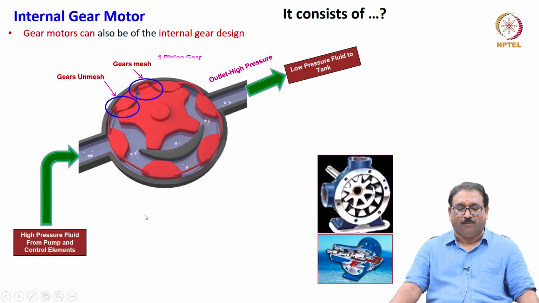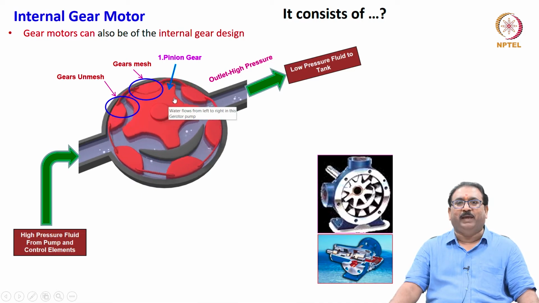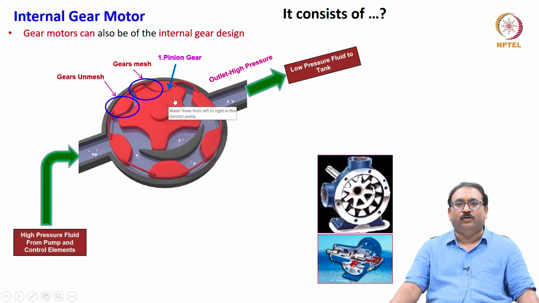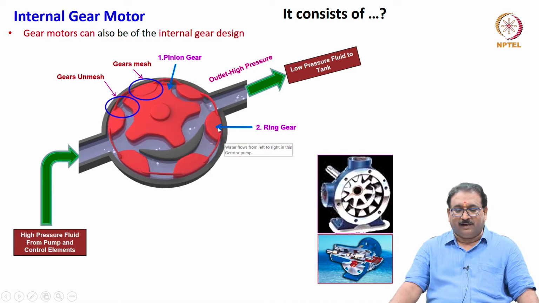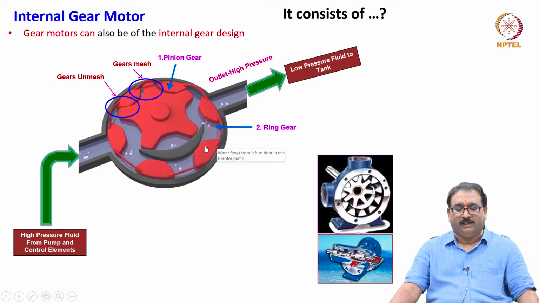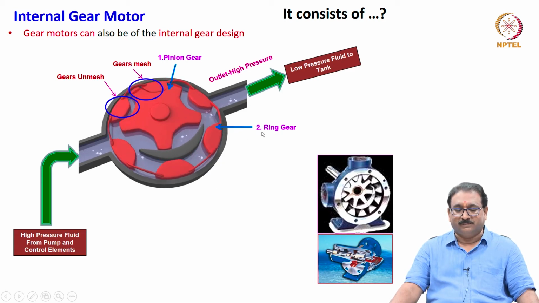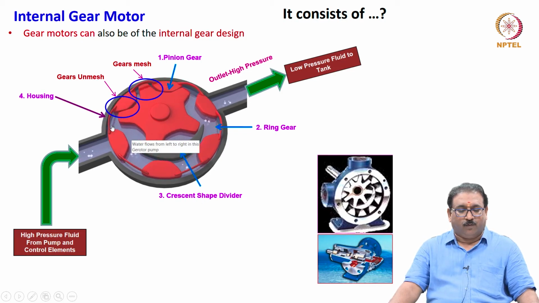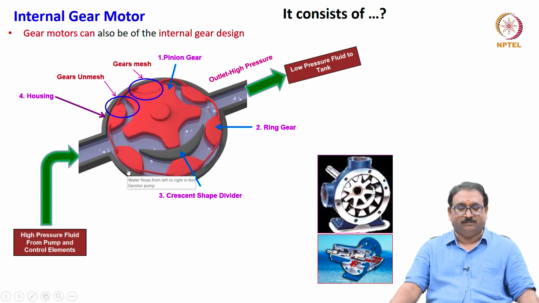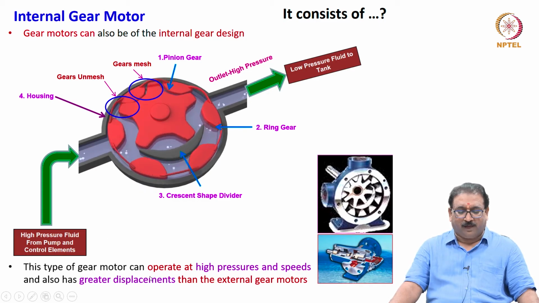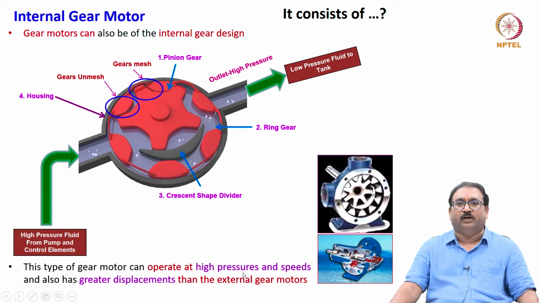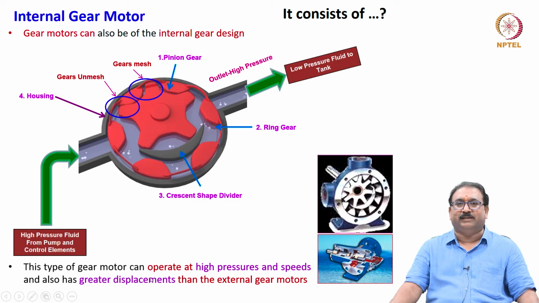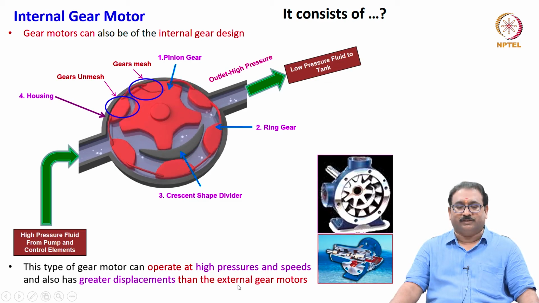Let us see what the important components are. The middle one is a pinion gear which has external teeth. Then a ring gear, the big one I have shown here, has internal teeth. Then a crescent shaped divider. Then the main one is the whole housing. This type of gear motor can operate at high pressures and speeds, and also has greater displacements than the external gear motors.